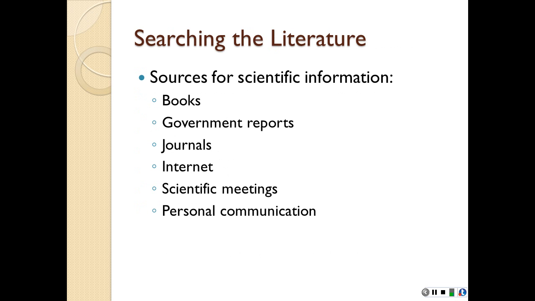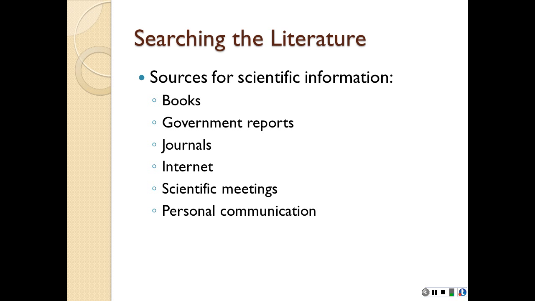So this is all good and well, but you have to find your literature first. So how do we do that? There's lots of places you can get literature, or you can get scientific information. You get it from books and government reports and journals, the internet, scientific meetings, just by talking to people. Now, let's walk through the overall quality of these particular things.